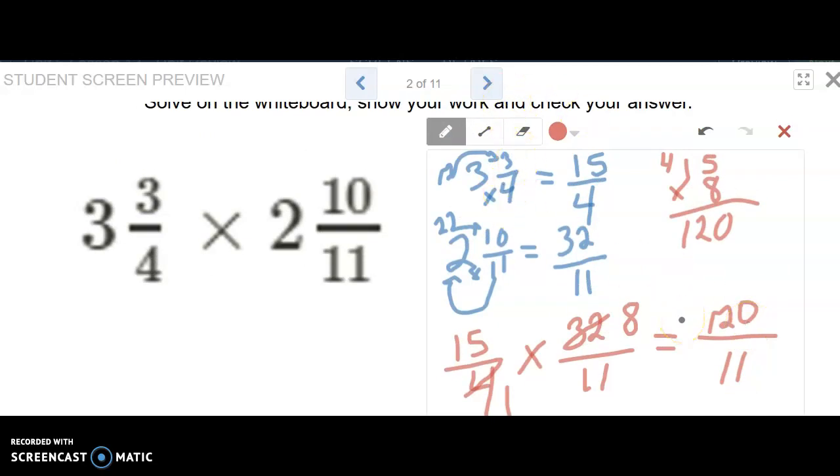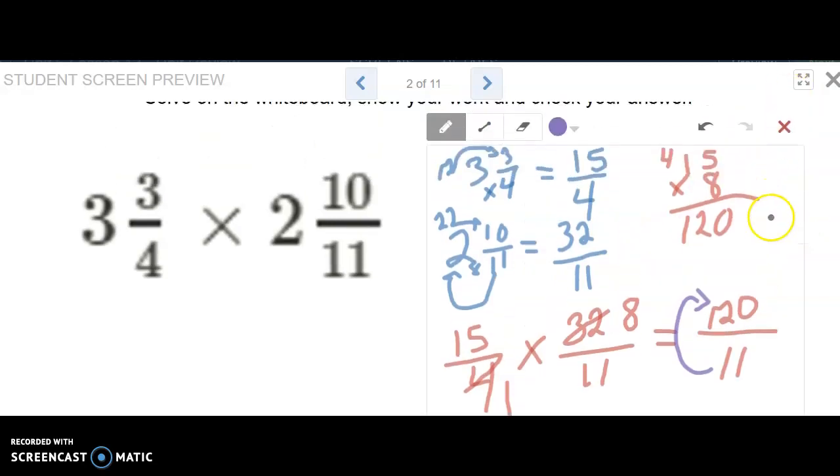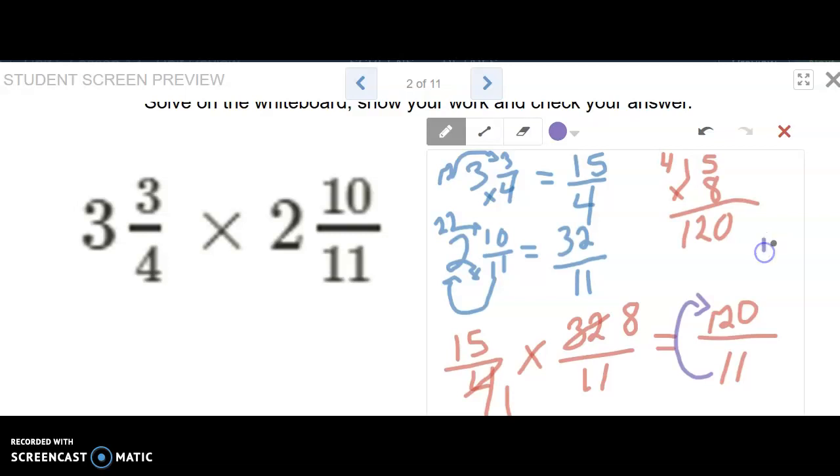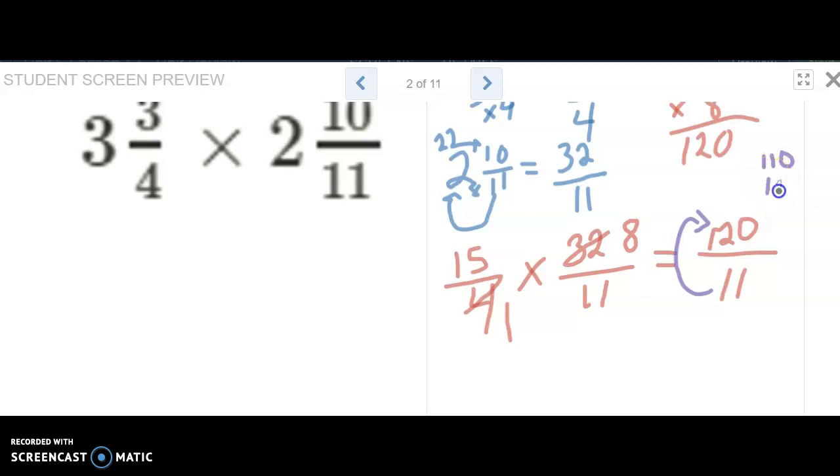Okay, I'm not done. I have this improper fraction of 120 over 11. So now I need to turn my improper fraction into a mixed number. Let me grab a different color. So I have to think, how many times can 11 go into 120? Well, 11 times 10 would be 110, right? 11 times 11, another 11, would be 121. Oh, that looks like it's too much because it can't go over 120. So it looks like 10 times.